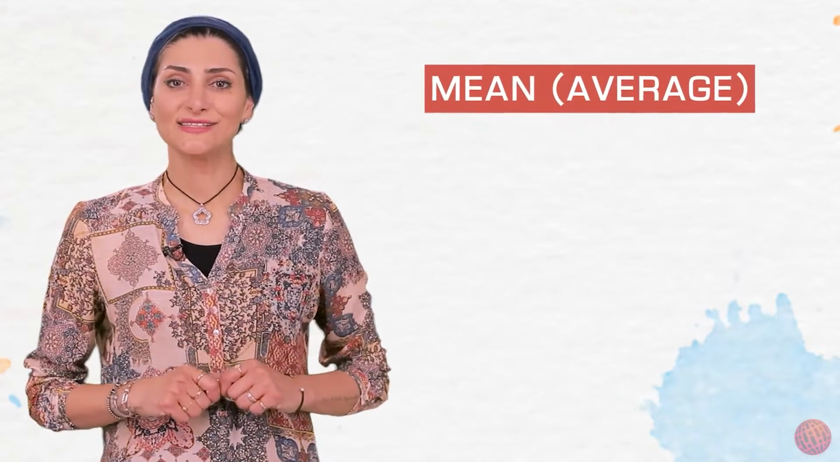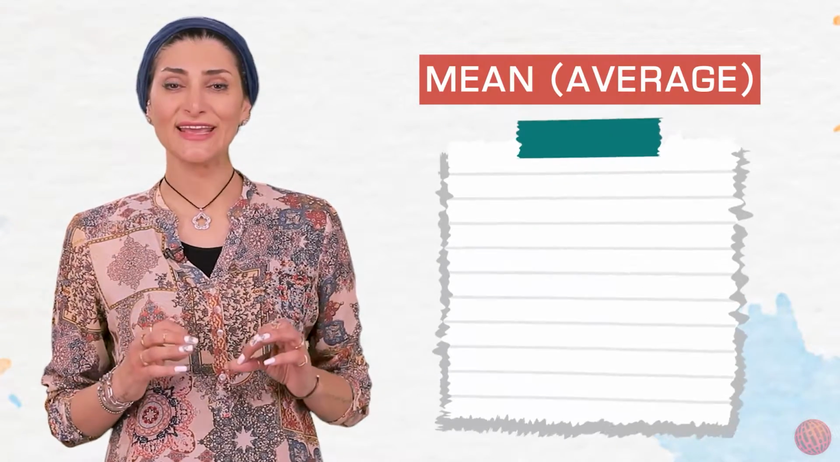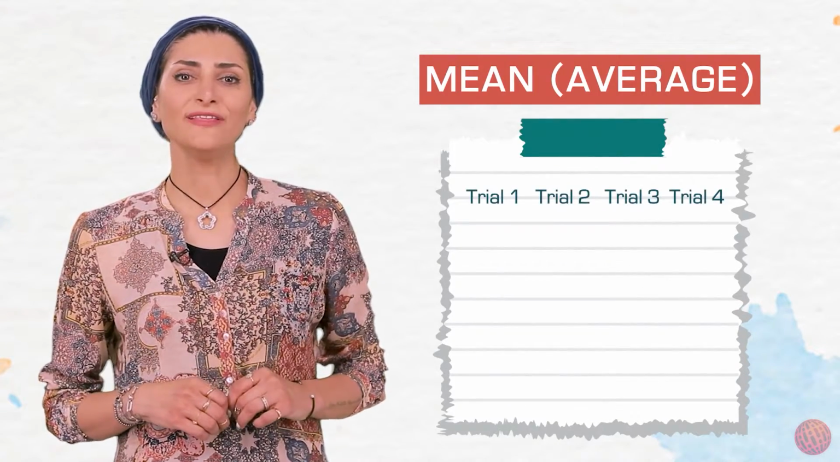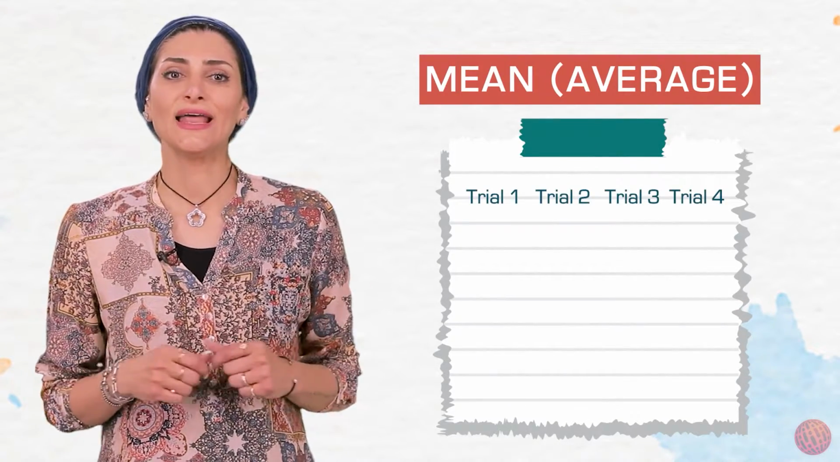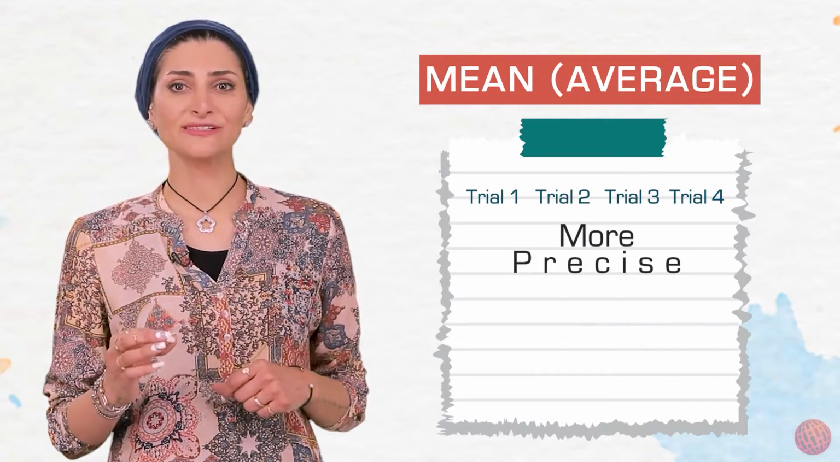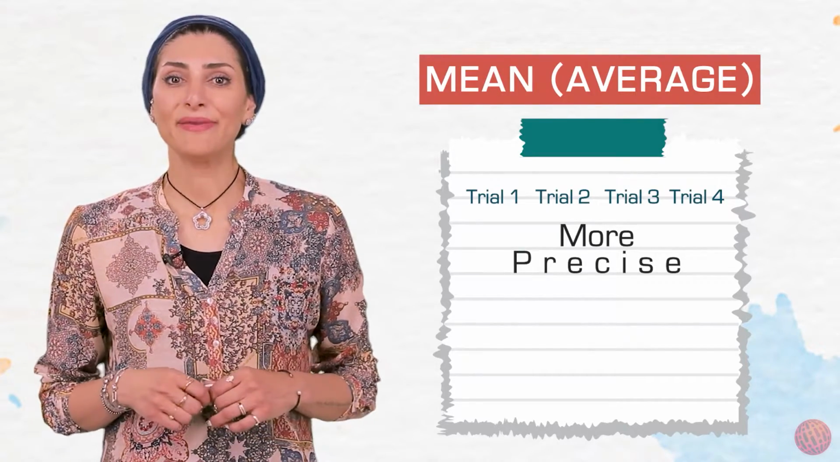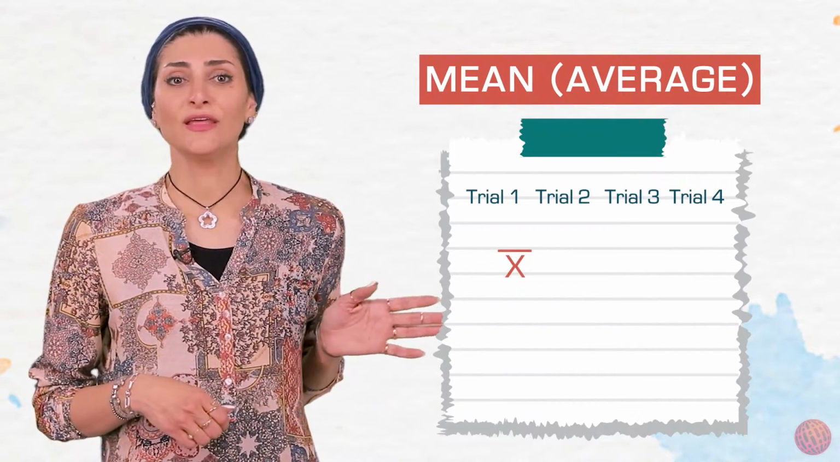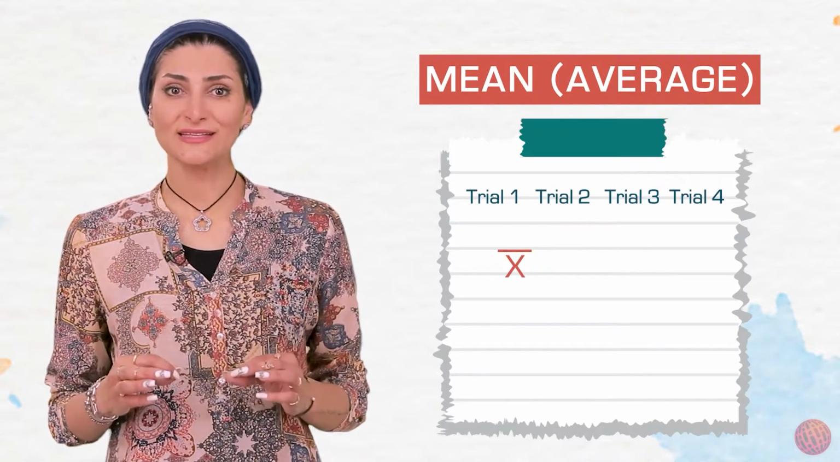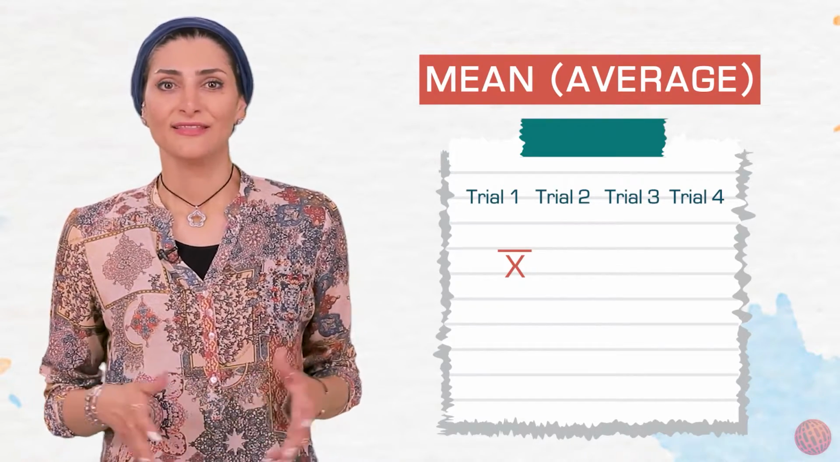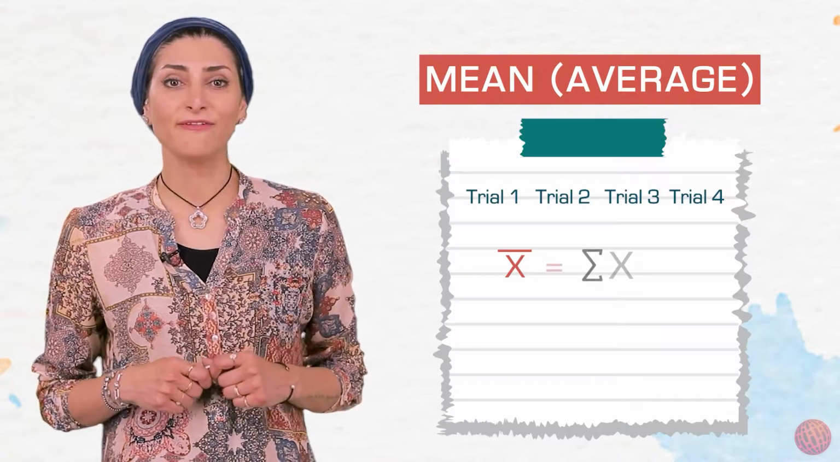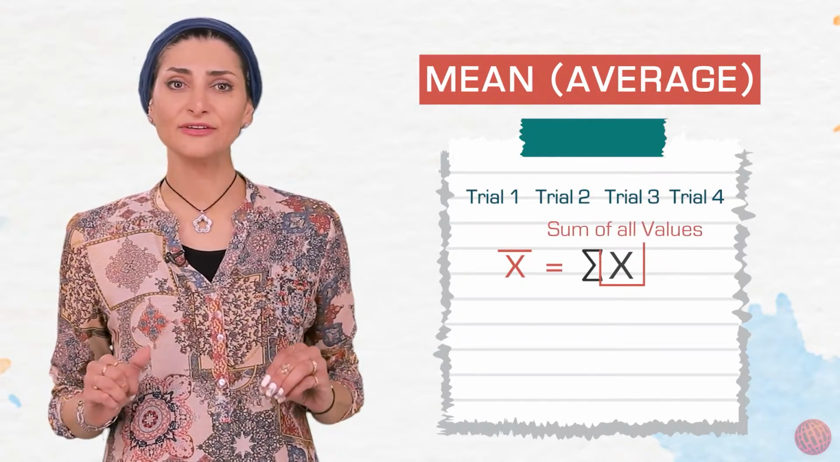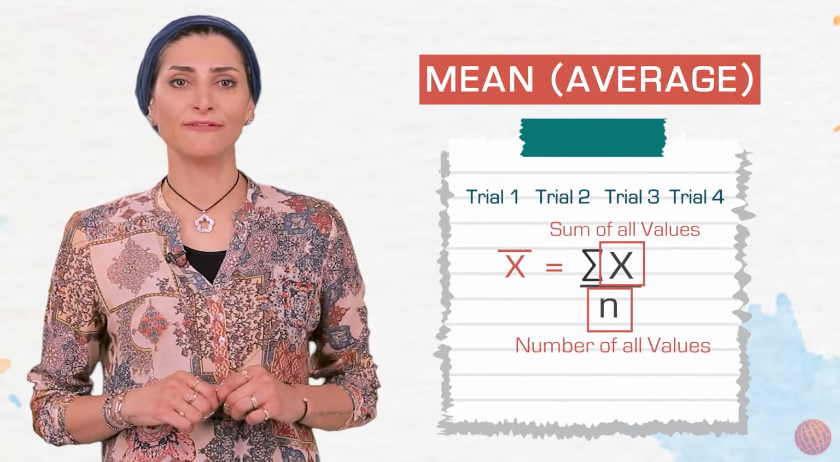The mean, also known as the average, is usually calculated when doing more than one trial. This will allow you to come up with a more precise value. Mean may be given this symbol. Note the line above x, which means the mean of x. The mean can be calculated by dividing the sum of all values by the number of all values.